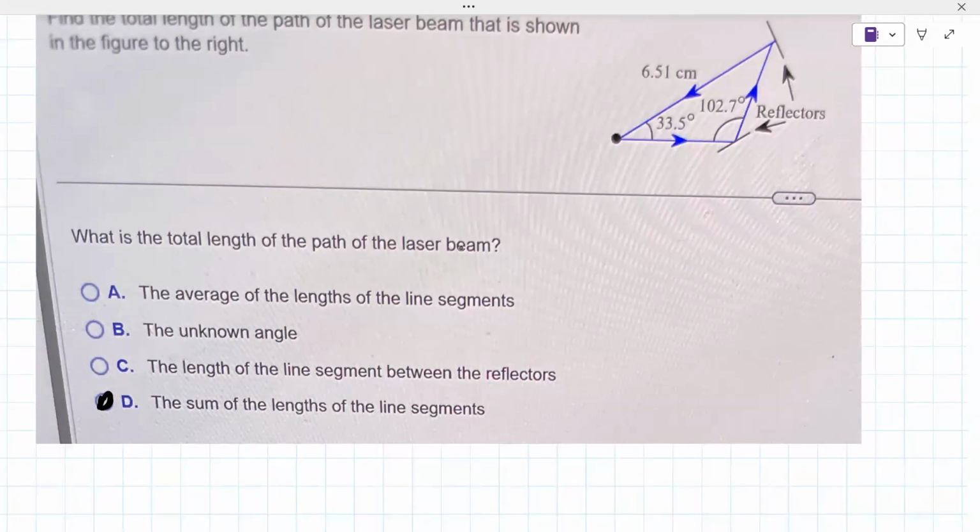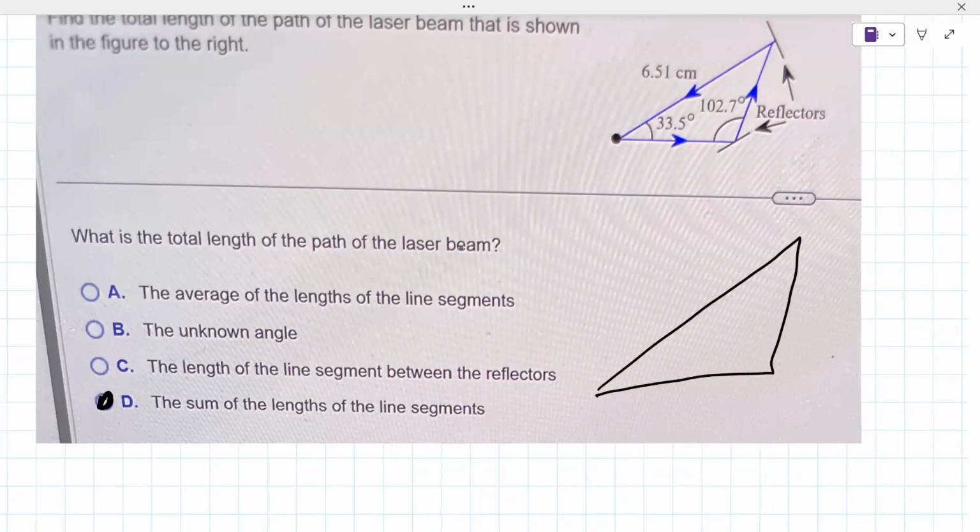We don't have a ton to go off of right now, but I'm going to redraw this without all the words. This is 33.5, this is 102.7, and this is 6.51. So we're going to use law of sines to solve this. What we need are the other two sides. So we're going to first find, I'm just going to call this B up here.